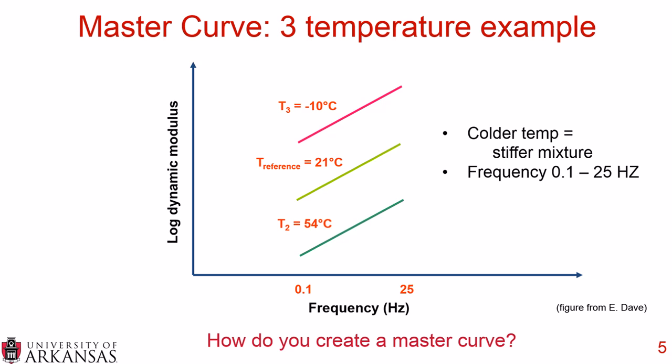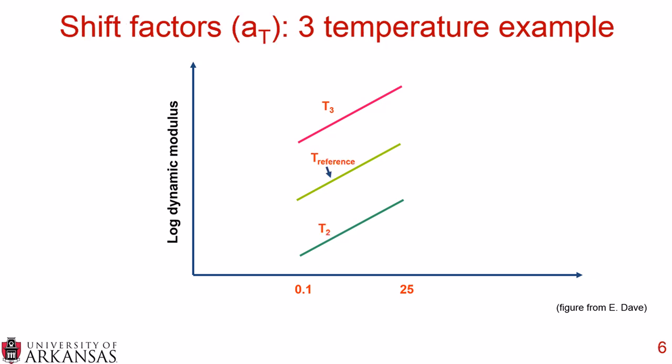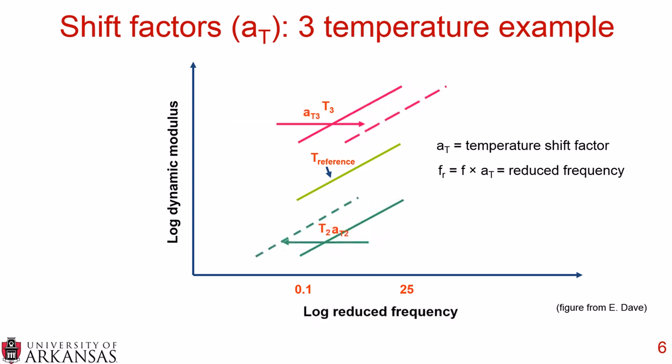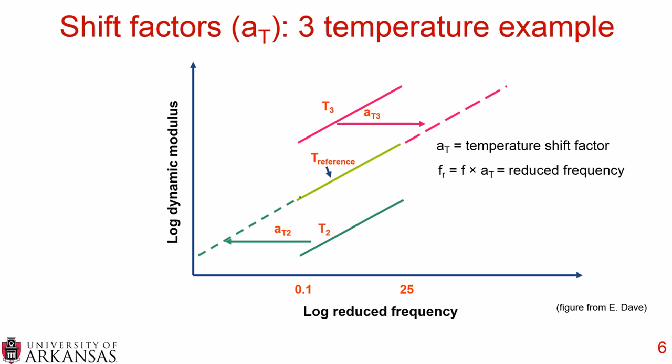Well, what we do is we shift 2 of the temperatures. So here we have T3, T reference, and T2, and we shift T3 and T2. And we do that by a shift factor. So we take our frequency and we multiply it by a shift factor in order to get what we call a reduced frequency. So if you keep your eye on the T3, the top line, we multiply it by a shift factor and it moves over to the right. Now the same thing happened on the bottom, except it moved to the left, and what you get is one single curve, and that is your master curve.